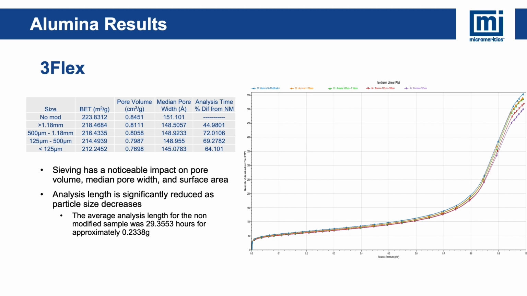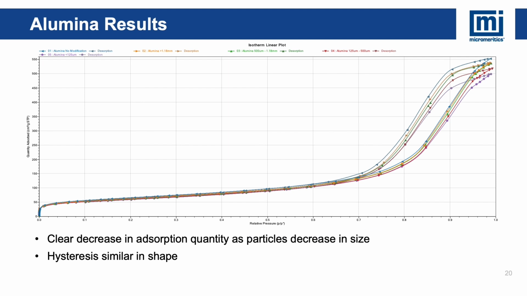The analysis length for slightly modifying the sample already shows a drastic reduction in time with somewhat minimal changes to results. The isotherms for the different size ranges are similar in shape and shift downwards, indicating a decrease in adsorption quantity. This makes sense since the pore sizes have slightly shifted and the pore volumes have decreased.